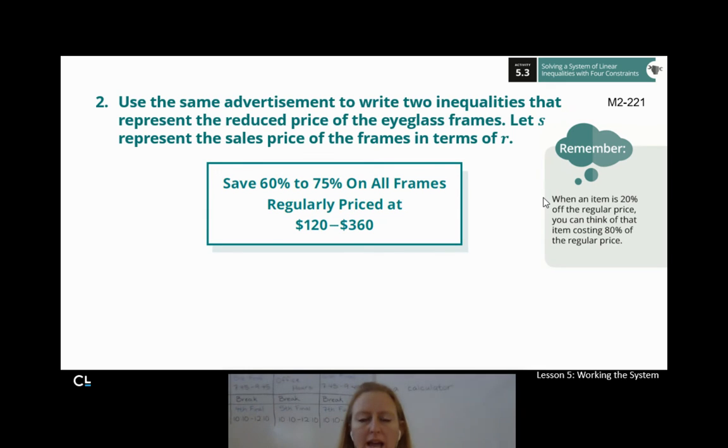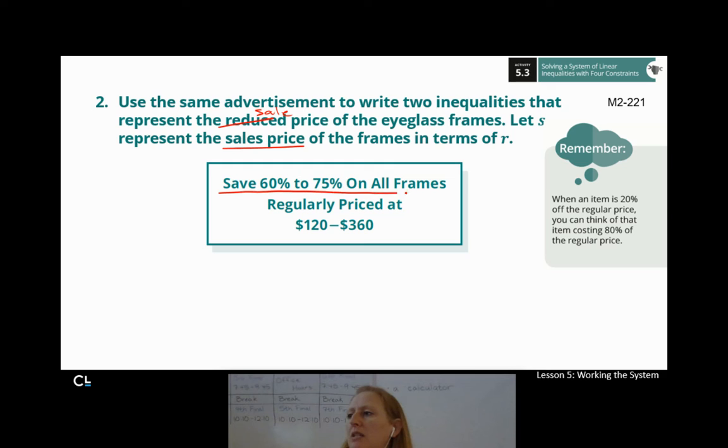But there's more to this ad. So we use the regularly priced deal to figure out what the regular price is. We wrote 2 inequalities. But now I'd like you to use the same advertisement to write 2 inequalities that represent the reduced price of the eyeglass frames. Let S, we'll call it the sale price. Instead of reduced price, can we call it the sale price? And we'll let S represent the sale price of the frames.